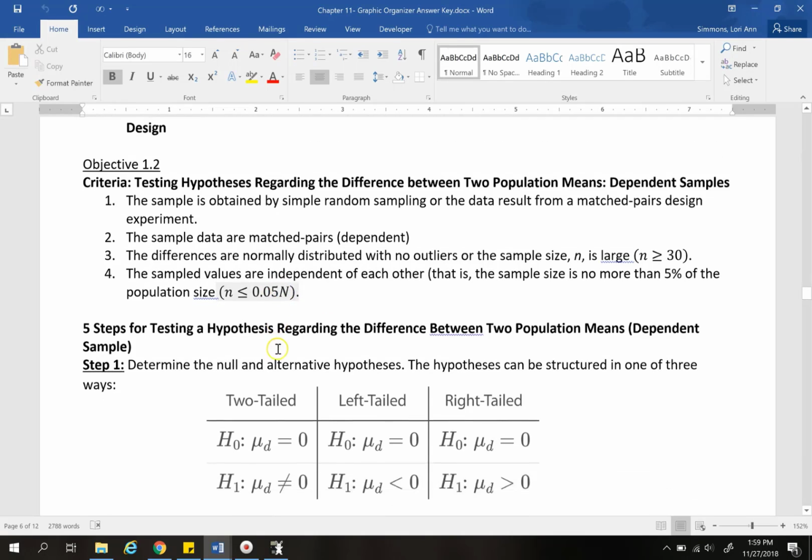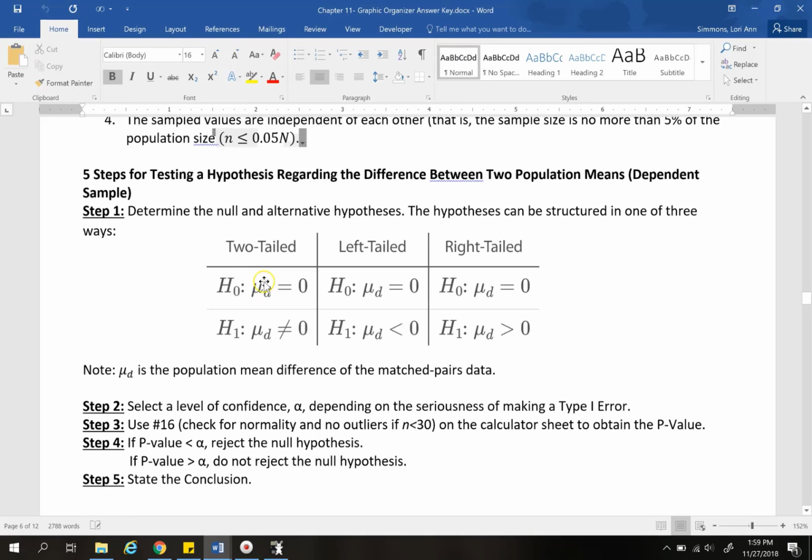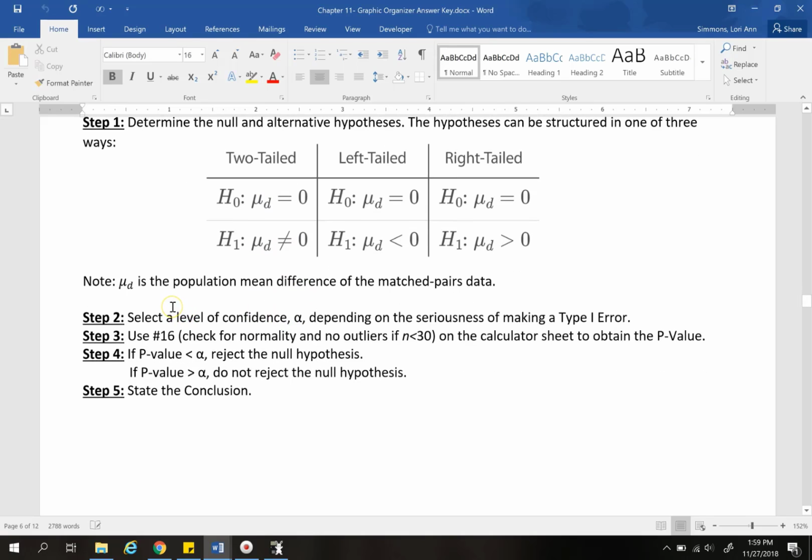The 5 steps for testing a hypothesis regarding the difference between two population means for dependent samples. Step 1 is to determine the null and alternative hypotheses. So pretty much everything is going to stay the same. The only thing that's going to change are these symbols here: not equal to, less than, or greater than. You're going to have mu sub d and 0 always in these locations. Note that mu sub d is the population mean difference of the matched pairs data.